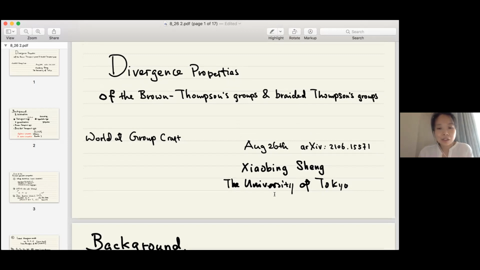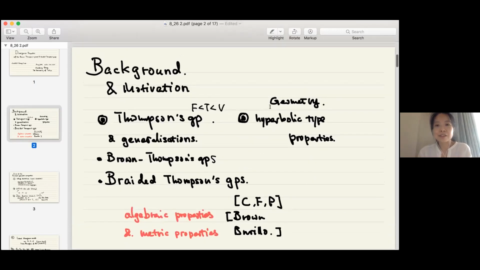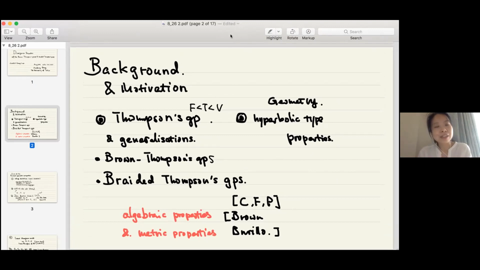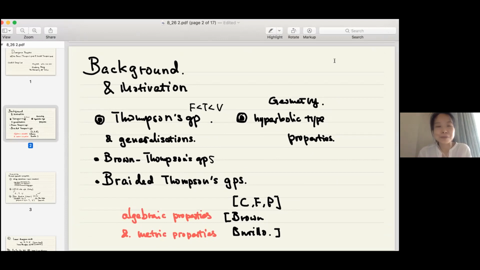So talking about the background, there are many Thompson's group experts here, but I'm still going to explain briefly, because I'm probably the first speaker to talk about Thompson's groups. Thompson's groups F, T, and V were first introduced by Richard Thompson in the 60s, while he was trying to find groups with unsolvable word problem. But these groups actually turned out to have solvable word problem. But they are really counterintuitive and interesting ones.